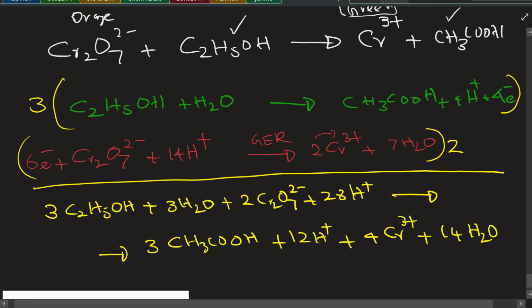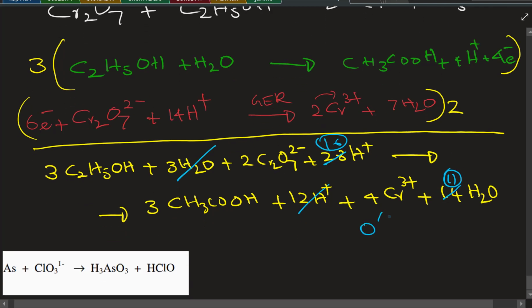Now we can see what to cancel out. 3 water should cancel out with the 14 water. So that will leave 11 water. Now 12 H+ will cancel out with 28 H+. You will be left with 16 H+. So that's the net. Now let's check the oxygen.